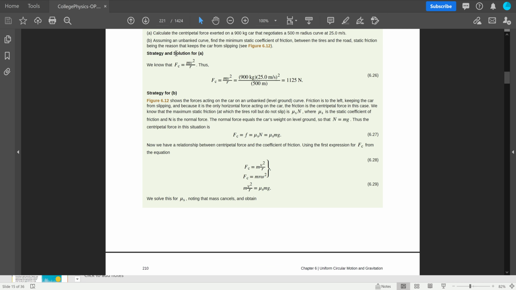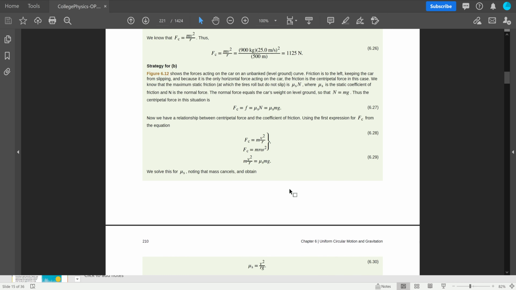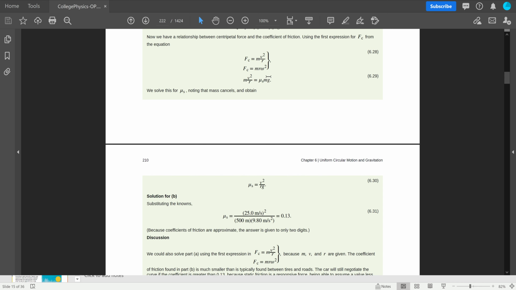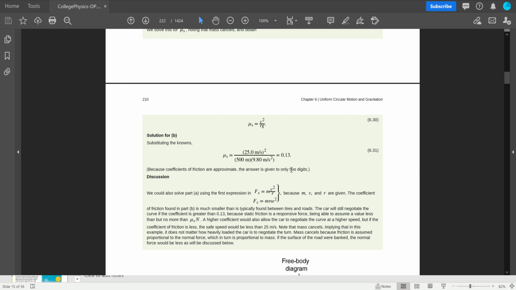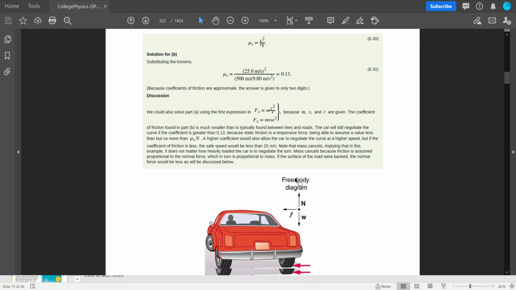So now since we know that Fc equals this, Fc also equals this, we're going to set them equal to each other. Both our m's cancel out, and we divide by g on both sides. So we are left with v squared over r times g. And after that, we can just simply substitute: 25 meters per second squared divided by 500 meters times 9.8. And our coefficient of friction is just 0.13. That's what it takes to keep the car from slipping.